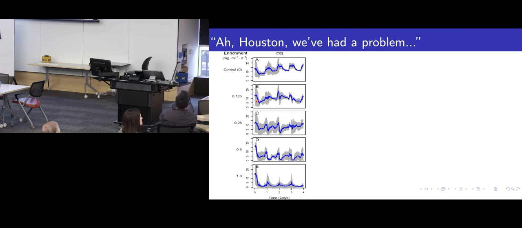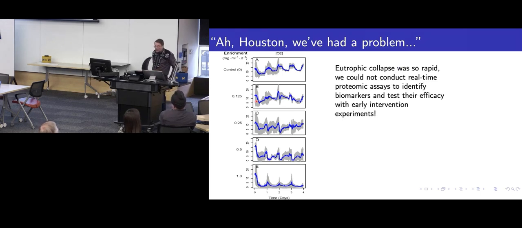And so our plan was to collect profiles, look at the proteomes, see if we could find those early indicators, and then do additional experiments with an intervention once that protein marker showed up. But the eutrophic collapse was so rapid we could not do those real-time proteomic assays to identify the biomarkers. Basically, we could not do the grant that we had said we were going to be able to do.